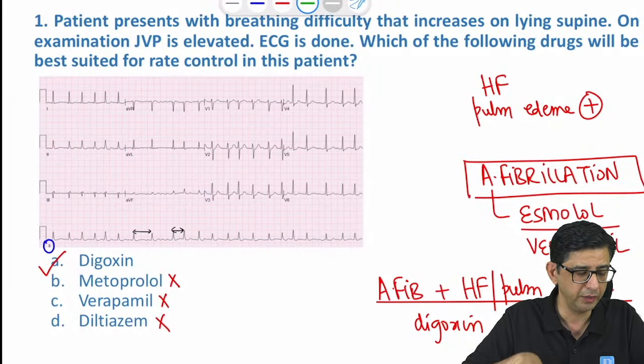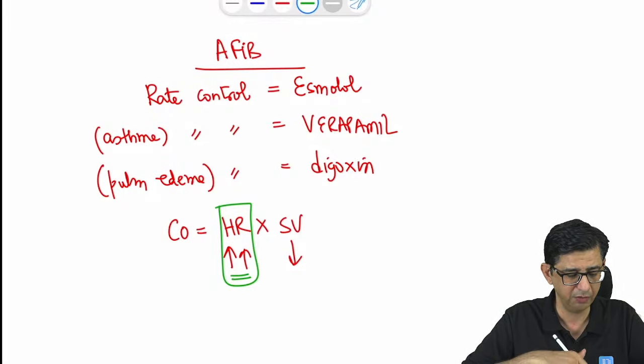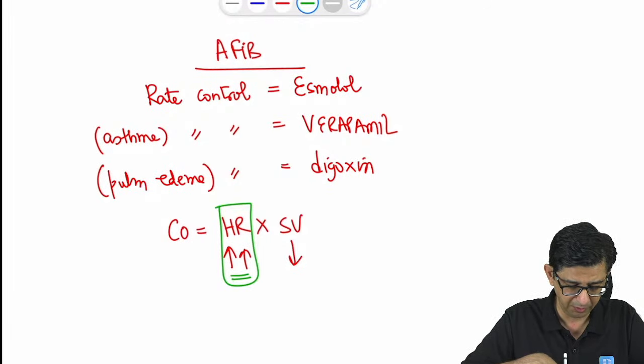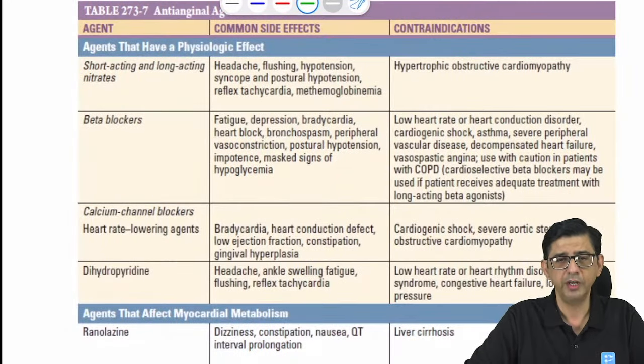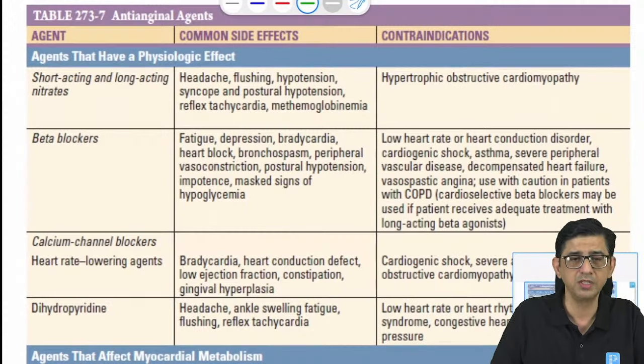So everybody did a great job in picking up atrial fibrillation, but then you had to pick up these permutation combinations, which I have currently evaluated before you. And as far as the contraindications of standard drugs are concerned, they always love to ask it.